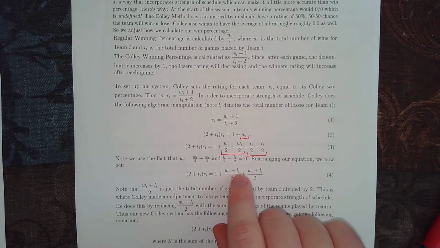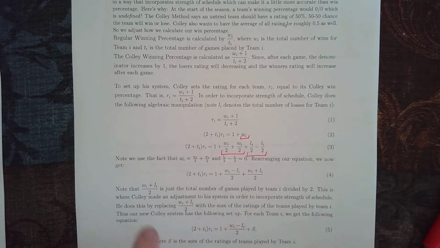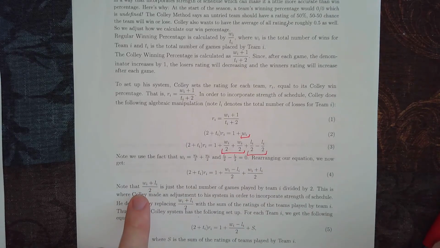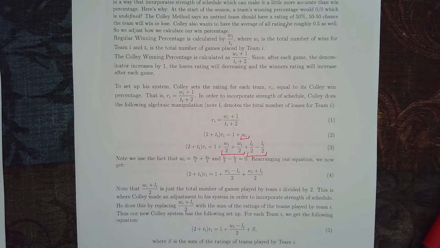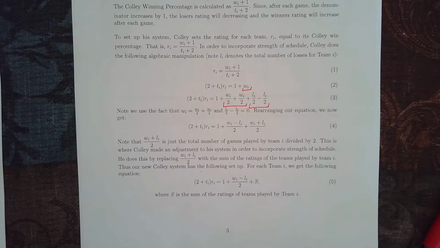1 plus wins minus losses over 2, plus wins plus losses over 2. Notice that wins plus losses is just the total number of games played. So this is where Coley is going to make his adjustment in order to incorporate the strength of schedule. We're going to replace wins plus losses over 2 with the sum of the ratings of the teams that were played by Team I. We're going to denote that as S.